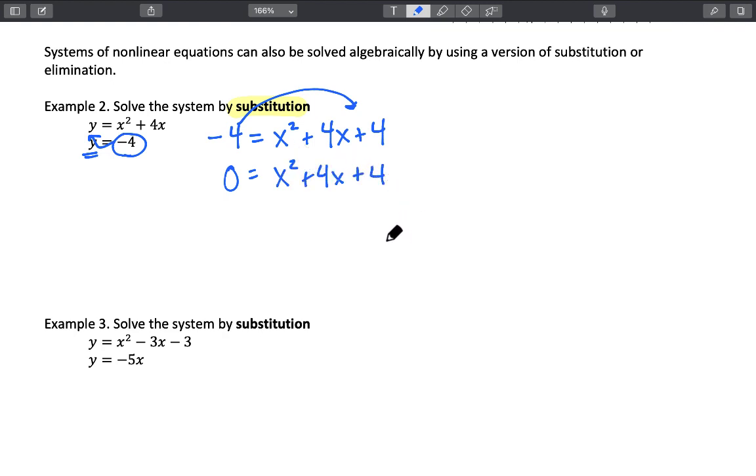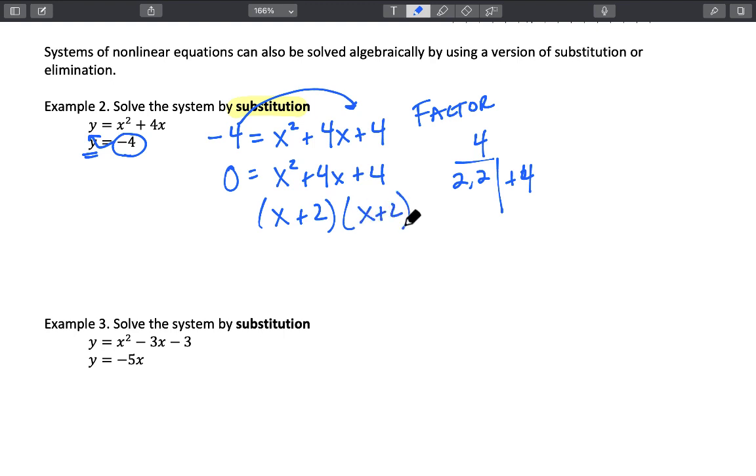A couple of things we can do from here. We can use the quadratic formula. We could do completing the square. But the easiest thing here is actually to factor, because this is a factorable polynomial. We've got factors of positive 4 that add up to positive 4, and that's 2 and 2. So my factors simplify to (x plus 2) times (x plus 2), and these are set equal to 0, so my solutions are x equals -2, and the other one is the same, x equals -2.